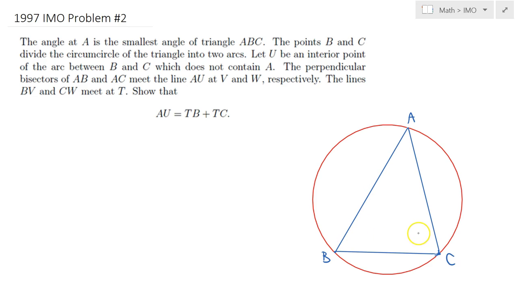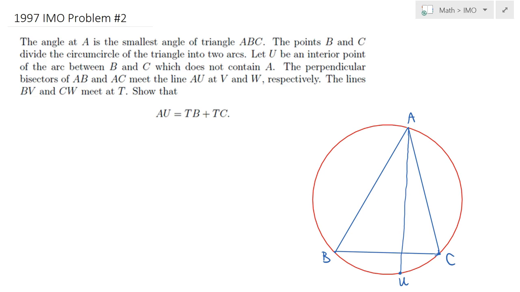The points B and C divide the circumcircle of the triangle into two arcs, namely the minor arc BC and the major arc BC, and we are told that U is an interior point in the minor arc BC. So let's pick U somewhere here. And the perpendicular bisectors of AB and AC meet the line AU. So let's first go ahead and draw the line AU, something like that.